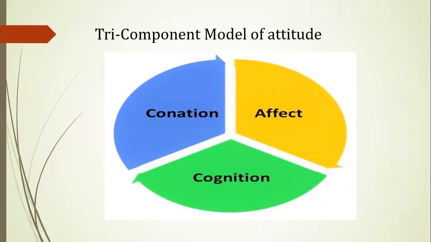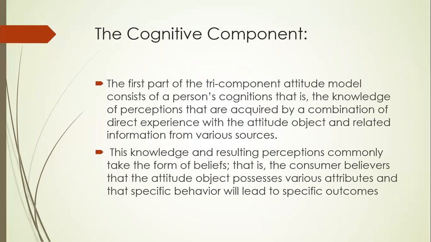It consists of three things, okay? Cognition, conation, and affect. So let's see one by one what exactly the cognitive component is. The cognitive component talks about a person's cognitions, that is, the knowledge and perceptions that are acquired by a combination of direct experience with the attitude object and related information from various sources. So here it's all about knowledge and perception, and the consumer is acquiring it by a combination of direct experience he had with the object and even the information he has collected from various sources.